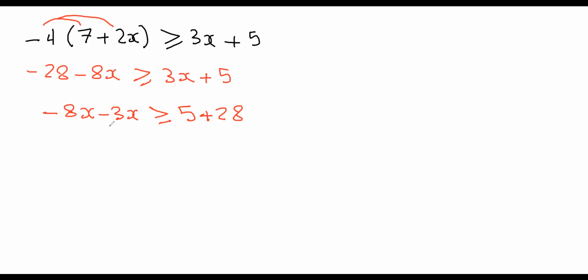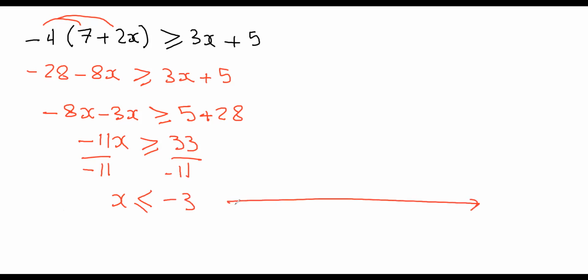Now negative 8x minus 3x is negative 11x, is greater than or equal to 33. Divide both sides by negative 11. When you divide by a negative number, the inequality sign flips the other way. So it becomes less than or equal. And now we have x is less than or equal to negative 3. On the number line, there's the 0. 1, 2, 3, negative 3, and it keeps on going. It's an open circle, and then you shade that circle. Less than is this way, so you're supposed to shade this way.